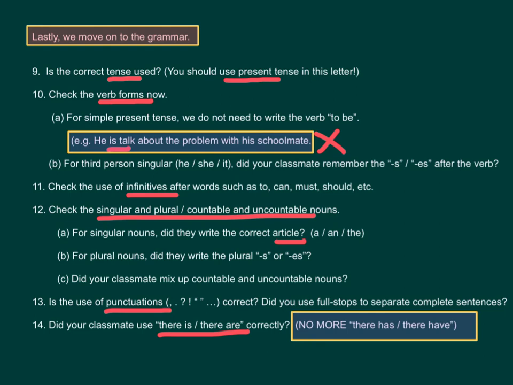Lastly, we move on to the grammar. Is the correct tense used? You should use present tense in this letter. Check the verb forms now. For simple present tense, we do not need to write the verb to be. The example, he is talk about the problem with his schoolmate. It is wrong. And for the third person singular, he, she, or it, did your classmate remember the s or es after the verb?